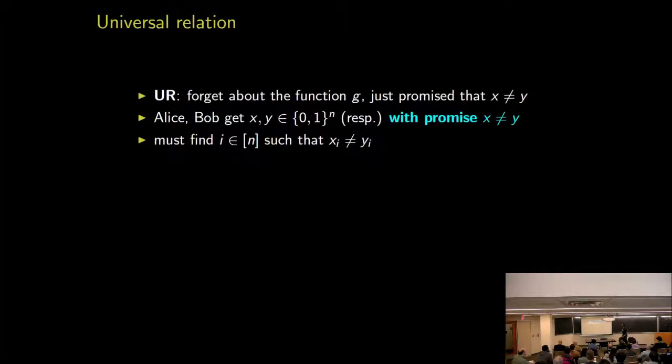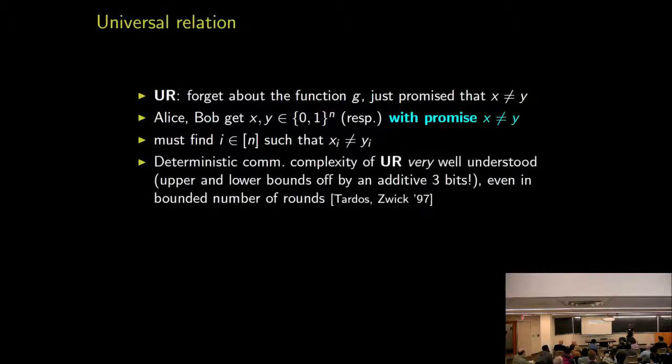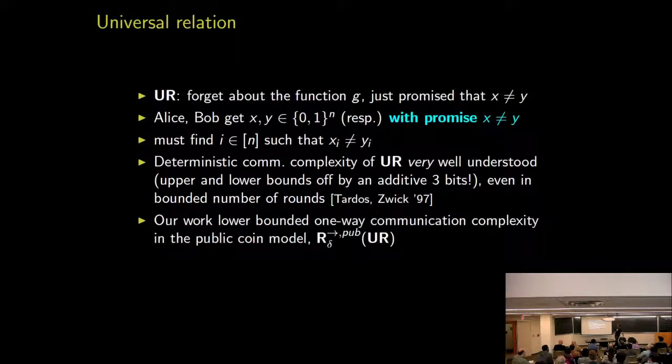But here's what universal relation is. Alice gets a binary string x of length n, Bob gets a binary string y of length n, and they're promised that x and y are not equal to each other. Since they're not equal, in particular there's a bit where they're not equal, and what Bob has to do is find any such bit. The deterministic communication complexity of this problem is very well understood. People have protocols and lower bounds that are tight up to an additive 3 bits of communication. Deterministic means there's no delta, it always succeeds. So what we do is we show a tight lower bound, up to a constant factor, on the one-way communication complexity where you actually are randomized and you're allowed to fail with some probability delta.